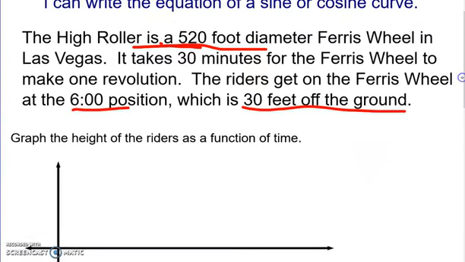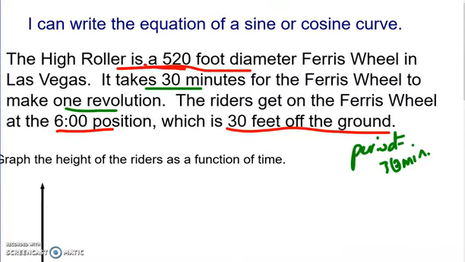Now it takes 30 minutes for the Ferris wheel to make one revolution. So this is really good. We're given our period here as 30 minutes, so we can write 2 pi over 30 as our B value. So that's good.